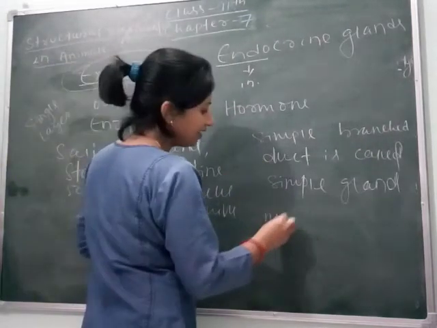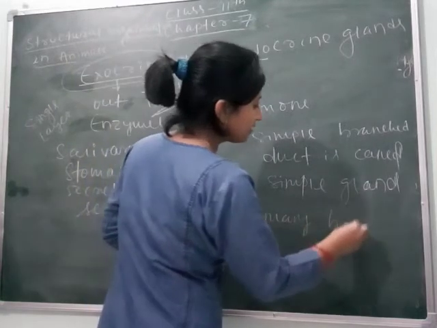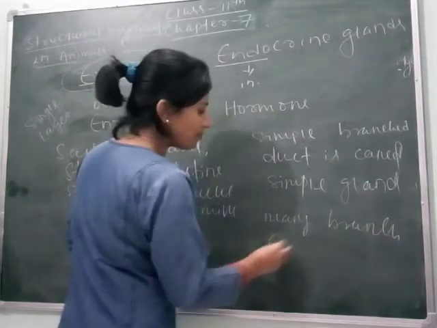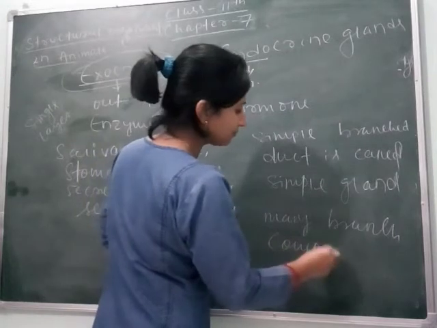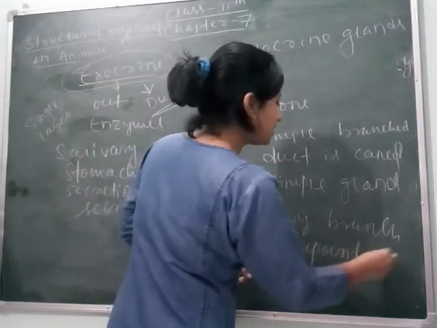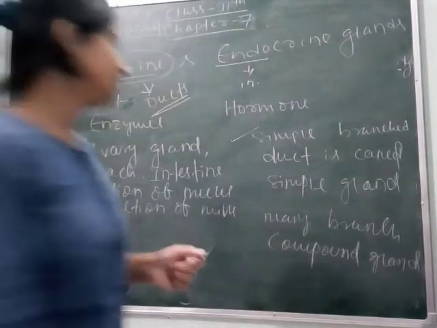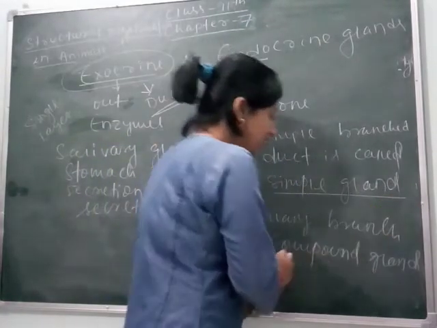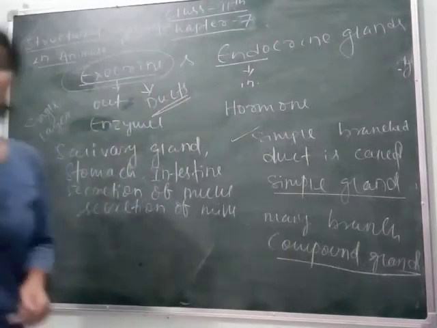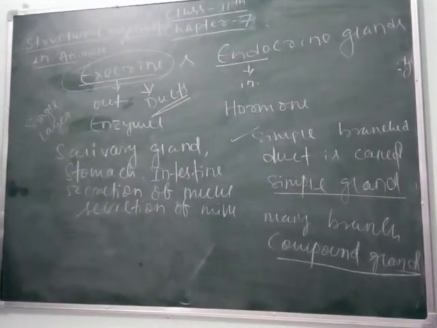Clear? Then compound gland, when the ducts have many branches. When there are many branches, they are called compound gland. It means from exocrine glands, we can say that one is simple gland and another is compound gland. Clear, students? This is your exocrine gland.